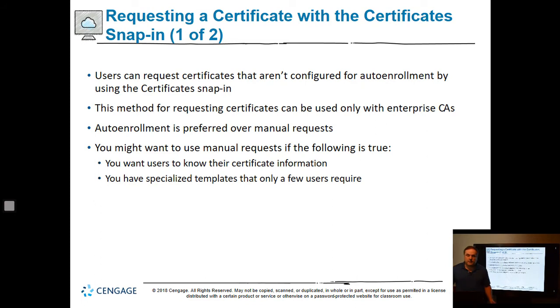Users can request certificates that aren't configured for auto-enrollment by using the certificate snap-in. So it's only used if you set up an enterprise certification authority. Auto-enrollment is preferred over manual requests unless you want to get a lot of phone calls.